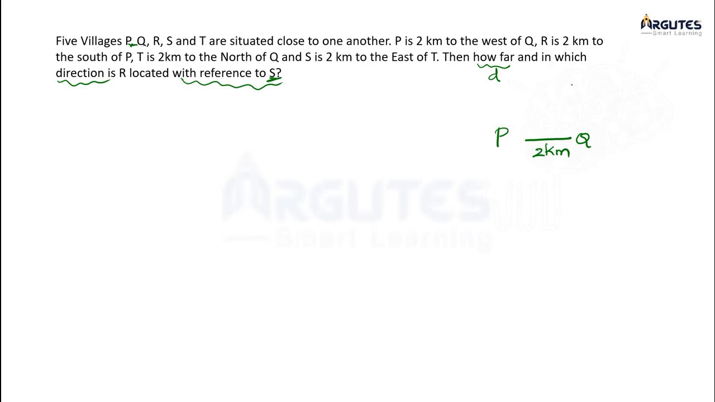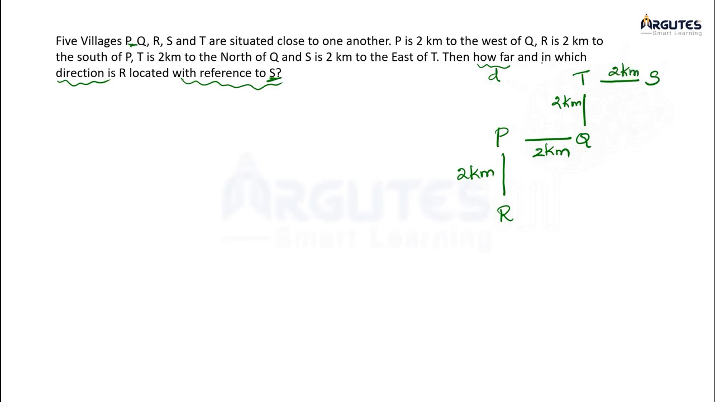R is 2 kilometer to the south of P. So when compared to P, R is 2 kilometer to the south of P. Then T is 2 kilometer to the north of Q. Q is here. Q's north is T, that is 2 kilometers away from Q. Then S is 2 kilometer to the east of T. This is east of T. So 2 kilometer to the east of T is S.